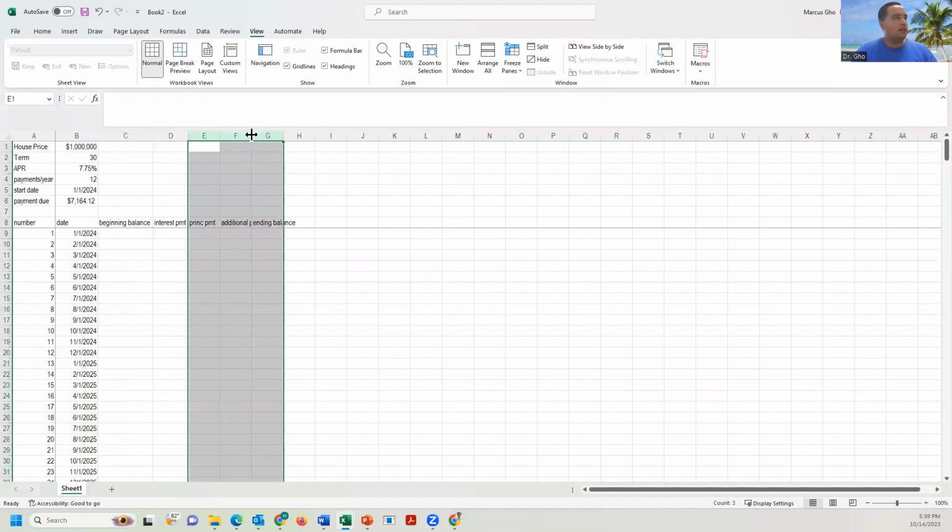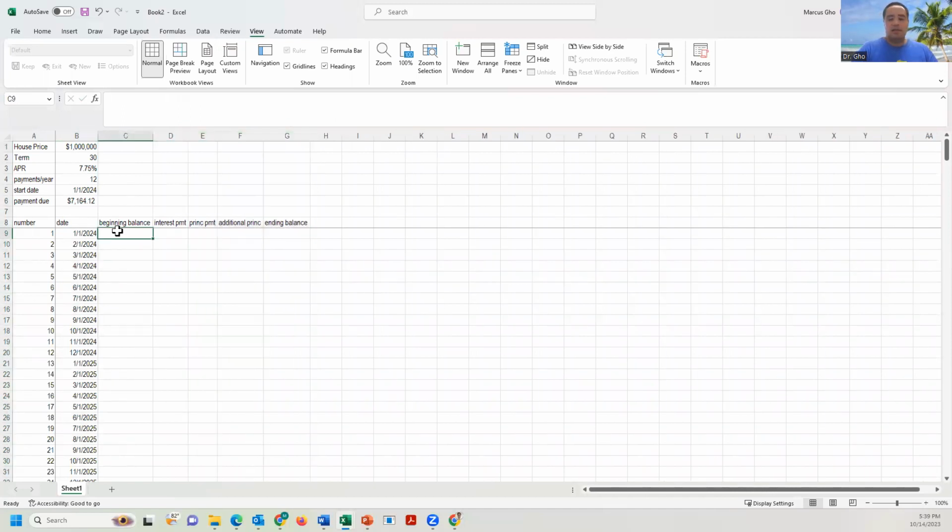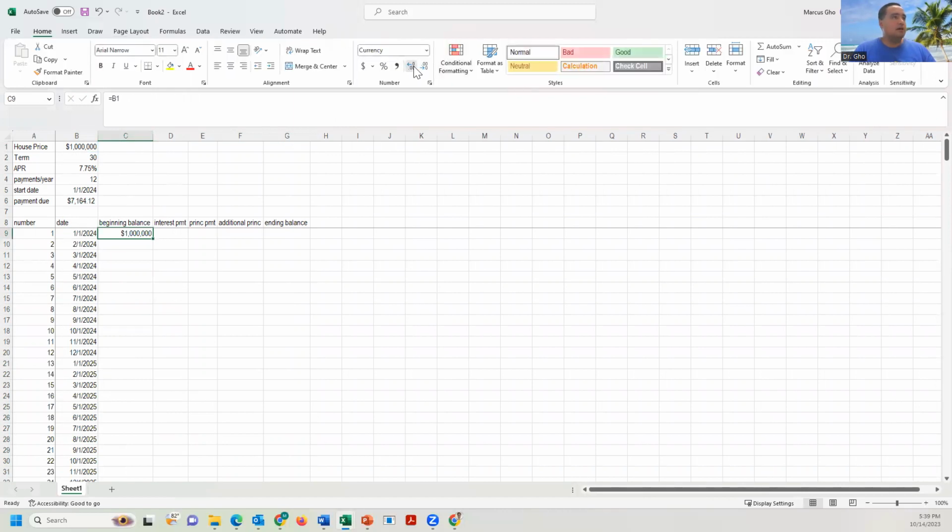Okay, let me widen these columns a little bit. Our beginning balance, we're starting off with $1 million. So we put $1 million right there.